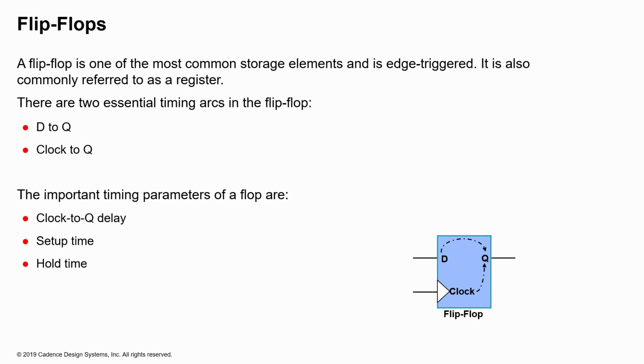And when you look at the timing calculations, the clock to Q delay of the clock to Q timing arc is what is used in timing. So SDA tools will use that clock to Q delay whenever you look at timing reports, and the delays are calculated from the clock edge. So the important timing parameters in a flop are the clock to Q delay, and we also have the setup time and the hold time requirements, and we'll talk about those in a second.